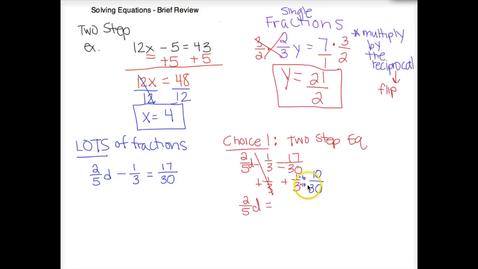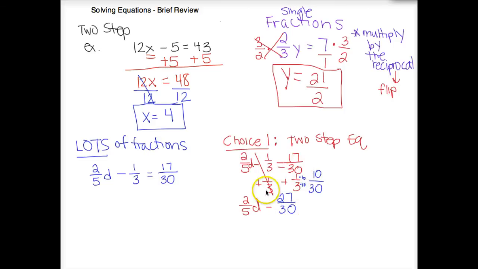So now that they have the same denominator, when you add fractions, you add the top, so 17 plus 10 is 27, and the bottom stays the same. Notice that that's different than multiplication, where you do top times top, bottom times bottom. Here, you do top plus top, but the bottom stays the same.